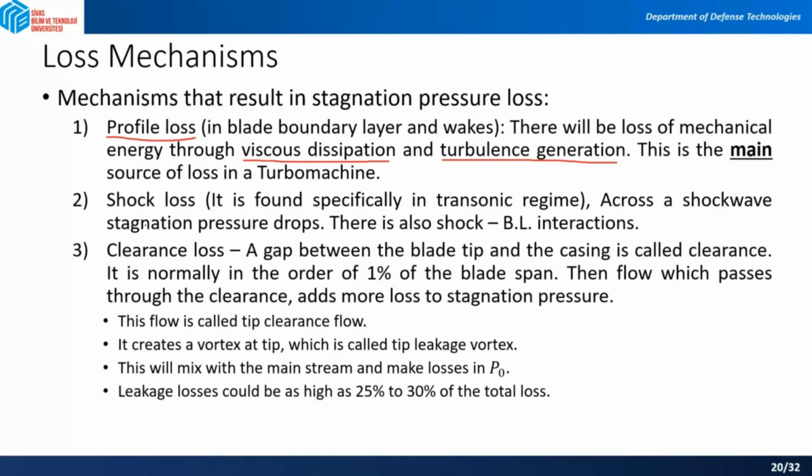We also have shock losses, and they are found in transonic regimes. Across a shock wave, you always have a stagnation pressure drop, and there are also shock and boundary layer interactions. On the other hand, you have some clearance loss. What is a clearance? The gap between the blade tip and the casing is called clearance. We will come to this clearance in the next slide, just keep it in mind. The clearance amount is normally in the order of 1% of the blade span.